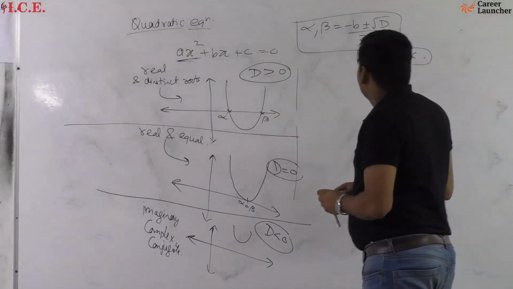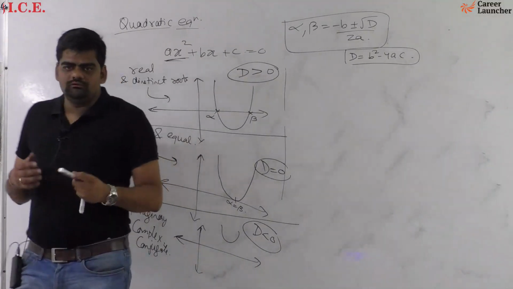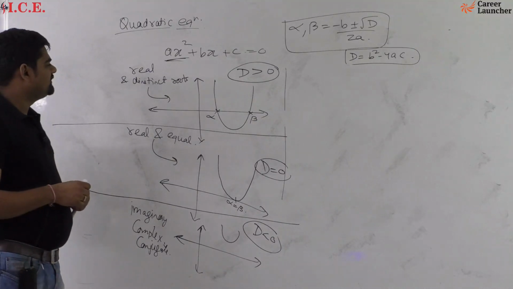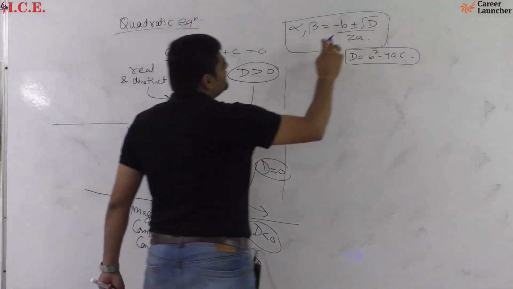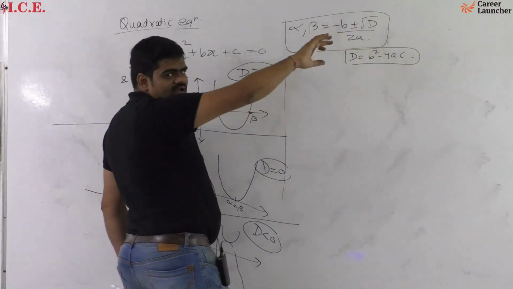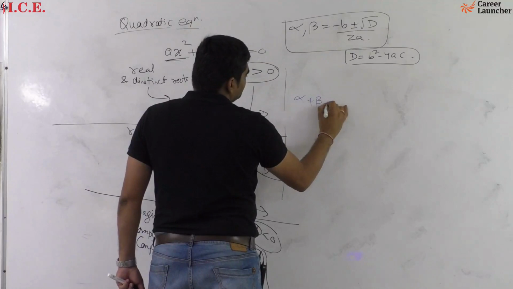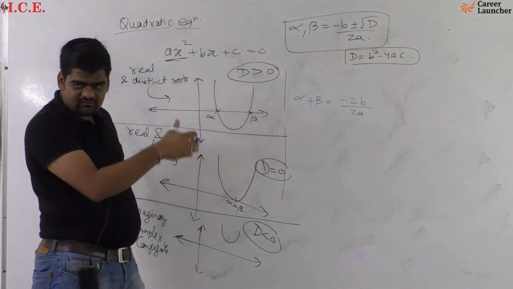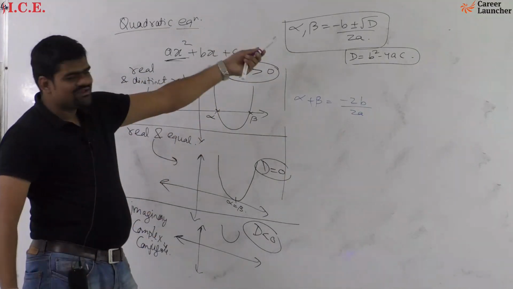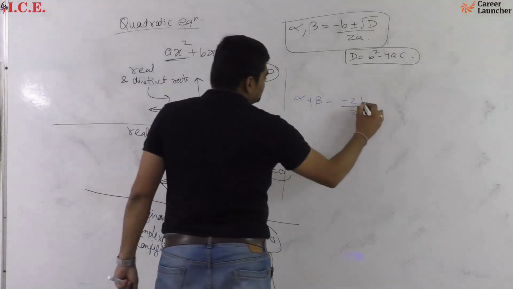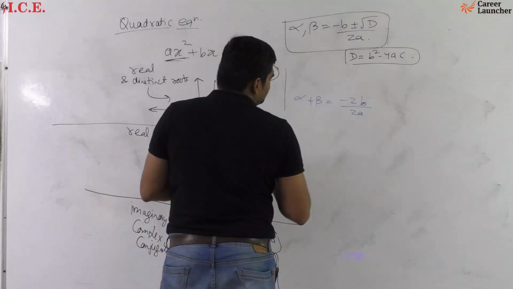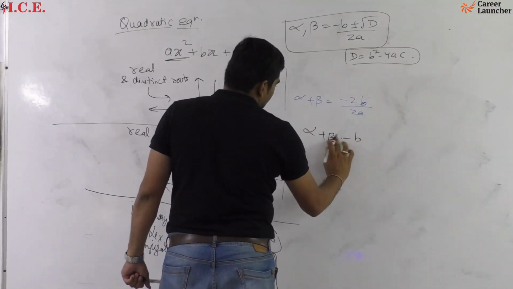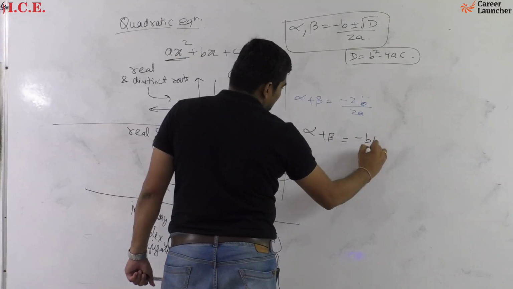Fine. Okay. Now there are 2-3 things which you should know about quadratic equation. Number one, so if I say alpha and beta, alpha is with plus sign, beta is minus sign. So if I add both of them, you are left with minus 2b upon 2a. I'm just skipping the steps. So alpha plus beta is equal to how much? Minus b by a, you should directly know this.